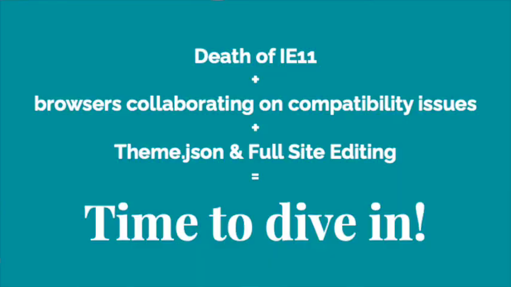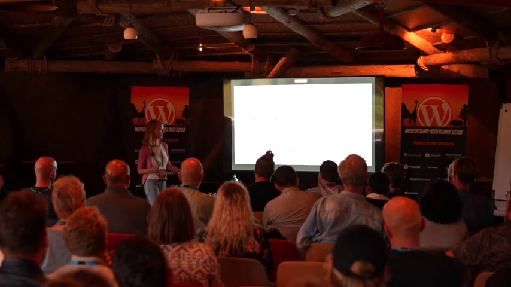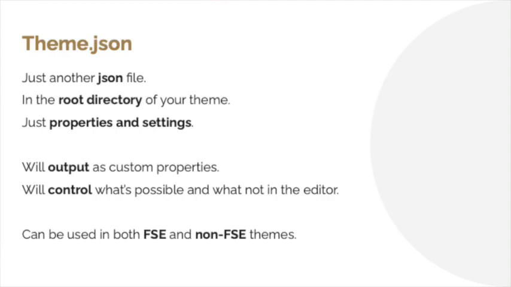So I wanted to list out some more practical examples, like things we're already using right now within the block editor, things you might be using in the near future or on your next project. I'll start off with a little bit more explanation about theme JSON. Who has used theme JSON before or has played with it? Just to have an idea.